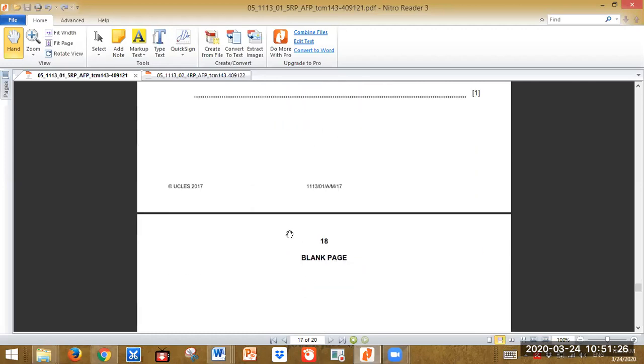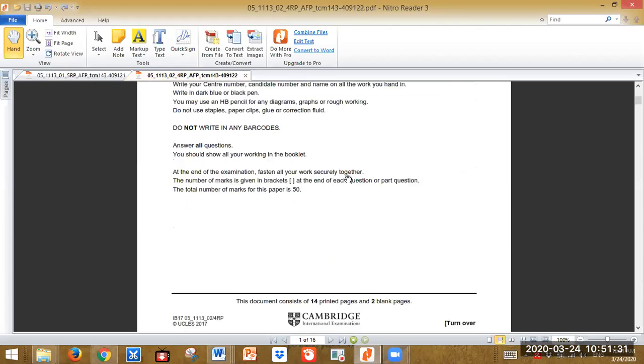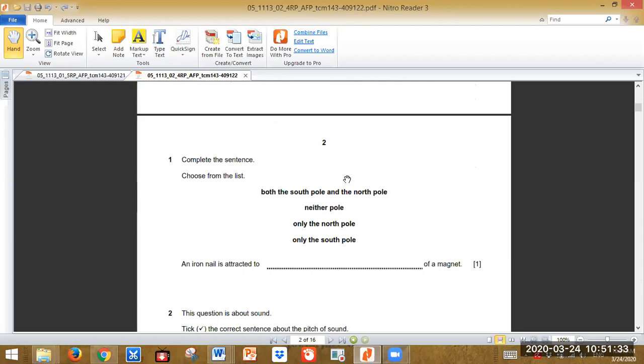Okay, let me switch to paper 2. Here, question number 1, complete the sentence. Choose from the list. This is the list. Both the South Pole and North Pole, neither pole, only the North Pole, only the South Pole. An iron nail is attached to a magnet. Attached to both the South Pole and North Pole of a magnet.